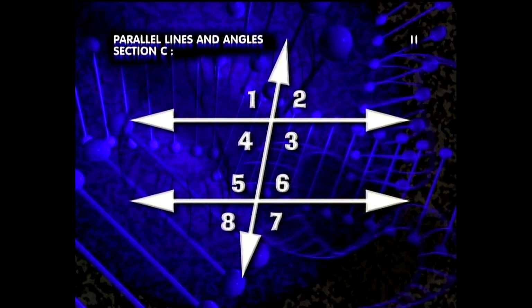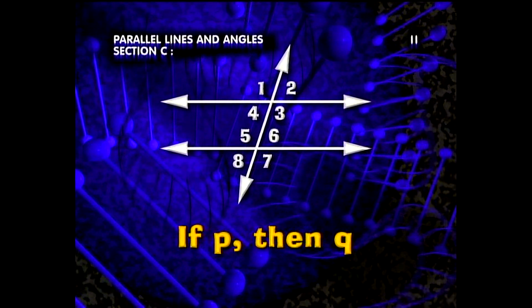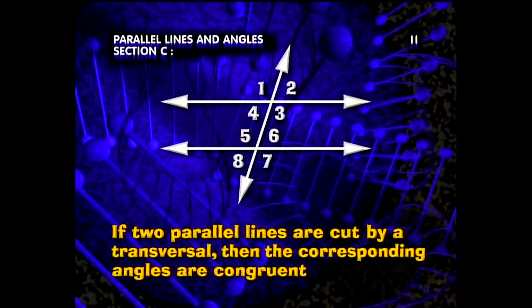Let's check out the corresponding angles. What if we measure the corresponding angles in this diagram? Look specifically at angles 1 and 5. They seem to be congruent, right? What about angles 3 and 7? They seem to be congruent as well. So using inductive reasoning, we'll assume the following 2 statements in the form of if P then Q. Our first statement is, if 2 parallel lines are cut by a transversal, then the corresponding angles are congruent.